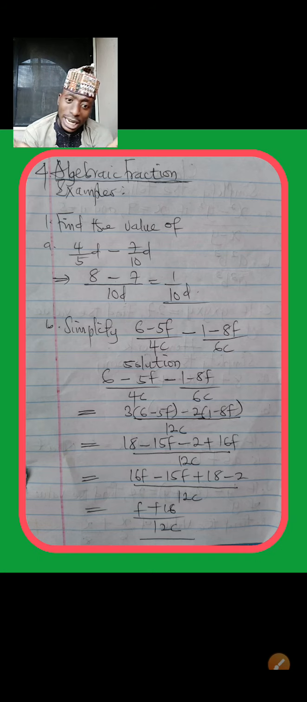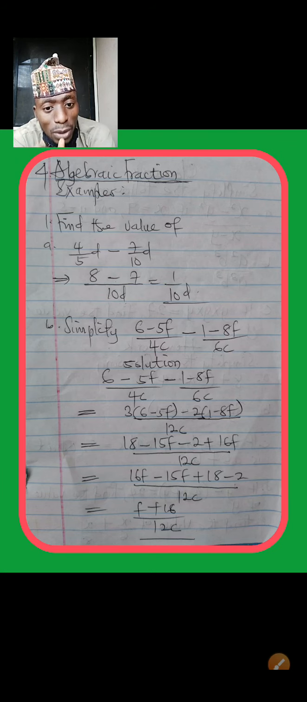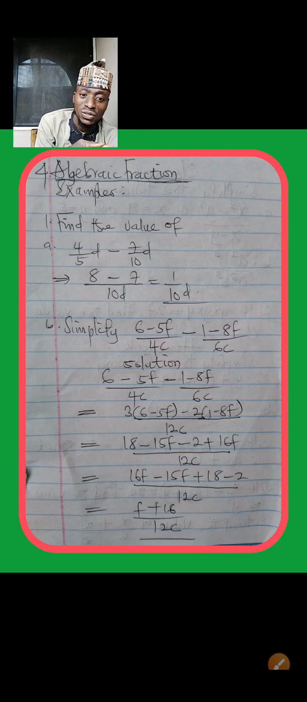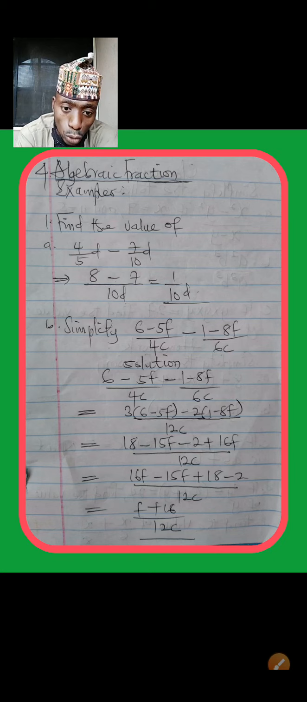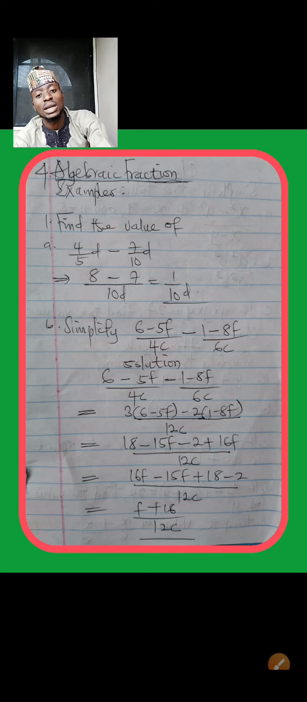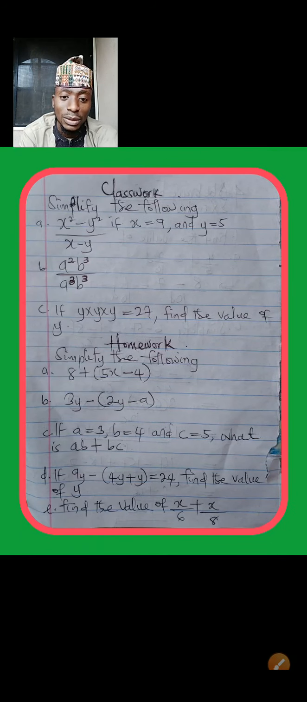So collect like terms. Bring 16f and 15f together. Plus 16f will come first, the minus will follow. So it will be 16f minus 15f, plus 18 minus 2. 16f minus 15f gives me f, and 18 minus 2 is plus 16, all over 12c. So you leave it like that, and that's your answer. So we are through with that now.